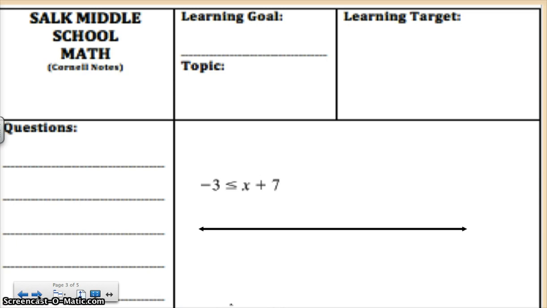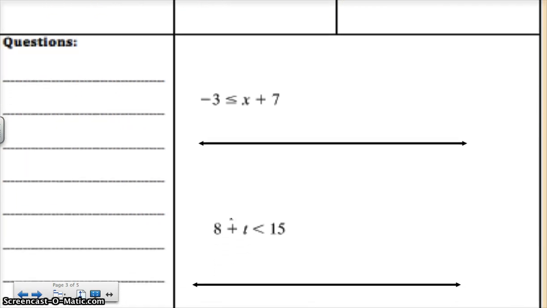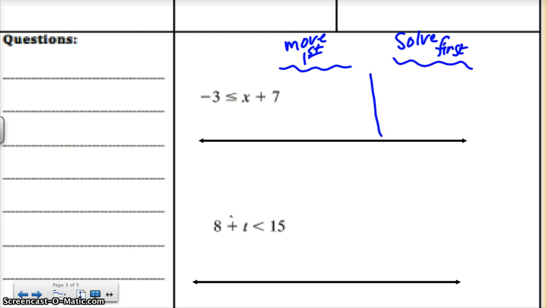Next example, negative 3 is less than or equal to x plus 7. I'm going to show you two strategies here, okay? There's a move first strategy and there's a solve first strategy. Either one will work just fine. You will get the right answer. I like to move it first. Some of you are going to want to solve it first. Everyone can do it their own way.